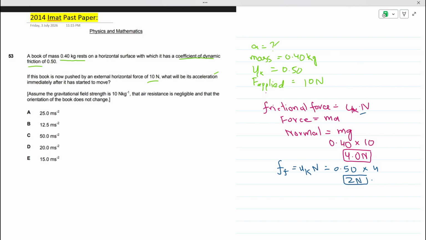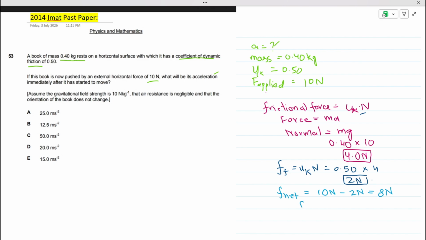Now we are supposed to find the acceleration. If I write the formula for force again in order to find my acceleration, they have given us the applied force as well. So in order to find the net force, we have to subtract the frictional force from the applied force. The applied force is 10 Newton and the frictional force we have just gotten is 2 Newton. So 10 Newton minus 2 Newton gives 8 Newton. So 8 Newton is the net force.